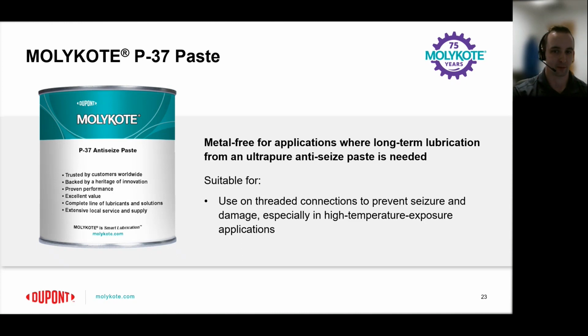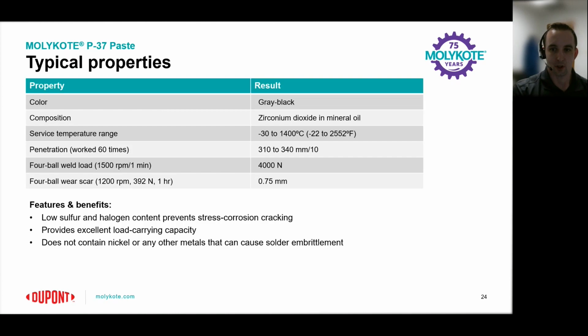The P37 is also ideal for threaded connections. The typical properties for P37 can be seen here. This paste utilizes zirconium dioxide, which is one of the white solids we previously discussed. Things that make P37 special is it contains a low halogen and sulfur content, which helps reduce hydrogen embrittlement and stress corrosion cracking in stainless steel and other highly alloyed steels. These are the type of substrates that have small grain and tight grain boundaries. It also has great load carrying and contains no nickel or other metals that may contribute to solder embrittlement.